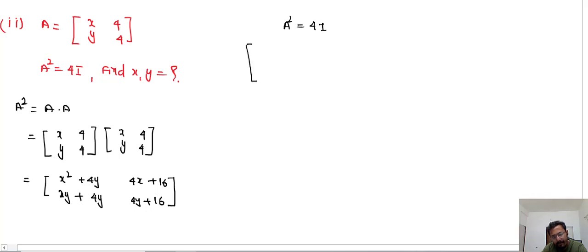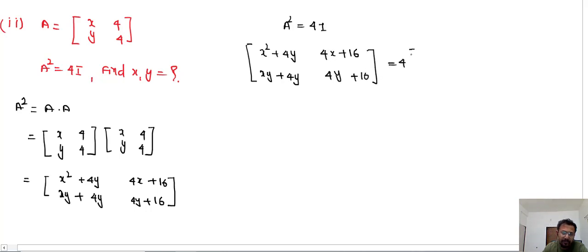You know the 4I. I means what? Identity matrix for 2 by 2, 1 0 0 1. Just multiply 4 inside, so x square plus 4y, 4x plus 16, xy plus 4y and 4y plus 16, equal to multiplying 4 inside, so 4 0 0 4.